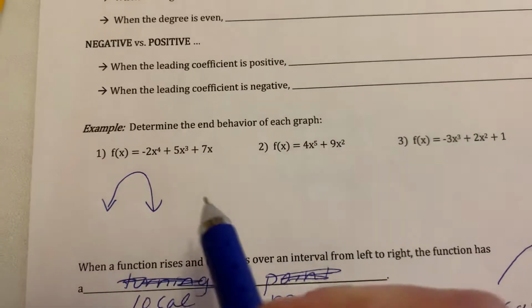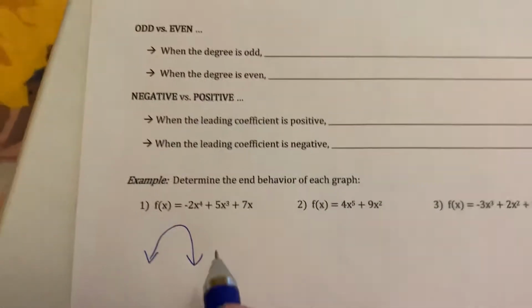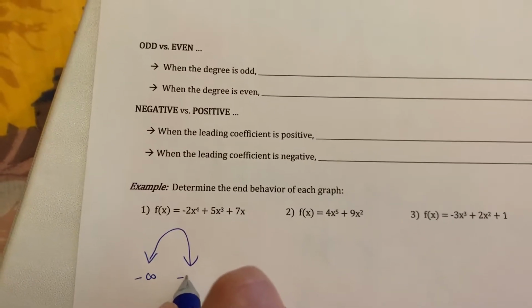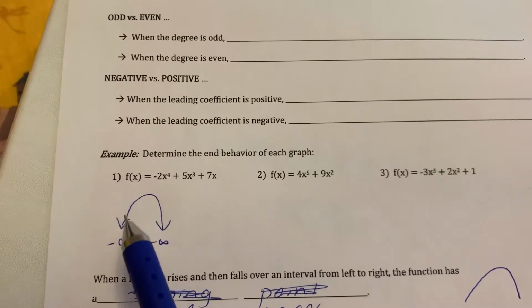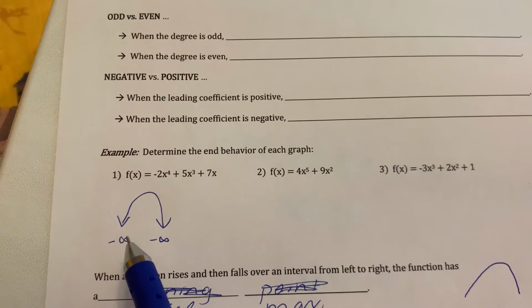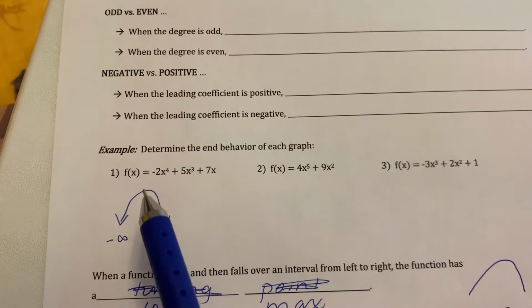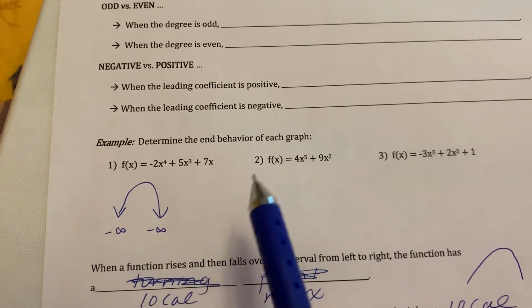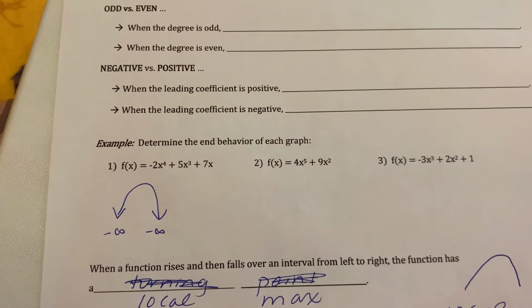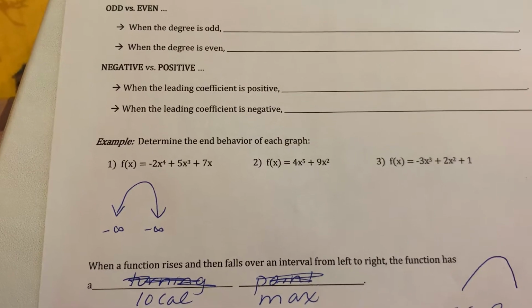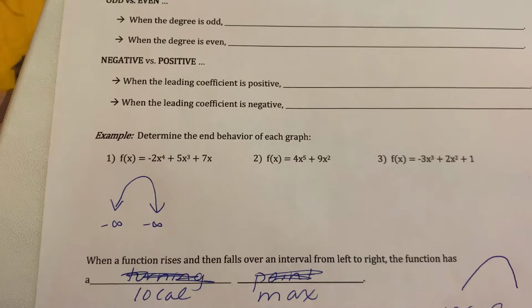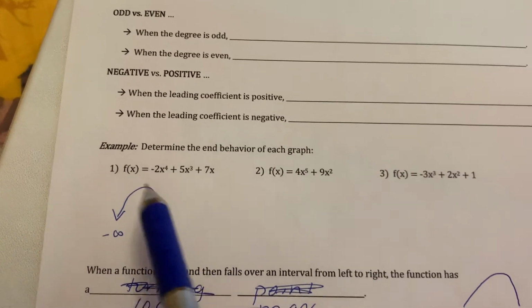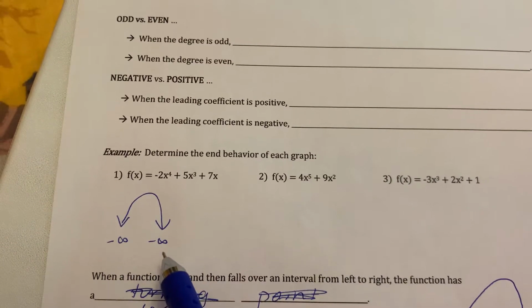Okay, the end behavior. Where are the ends going? The ends are going to negative infinity. The outputs are going to negative infinity, both of them. Our outputs, are they our x or our y? Well, output would be your y values. We also say our y values are also called f of x. So both of our f of x's are going to negative infinity.